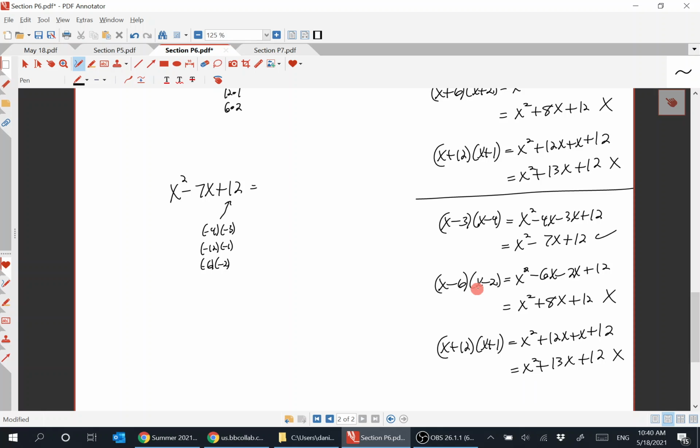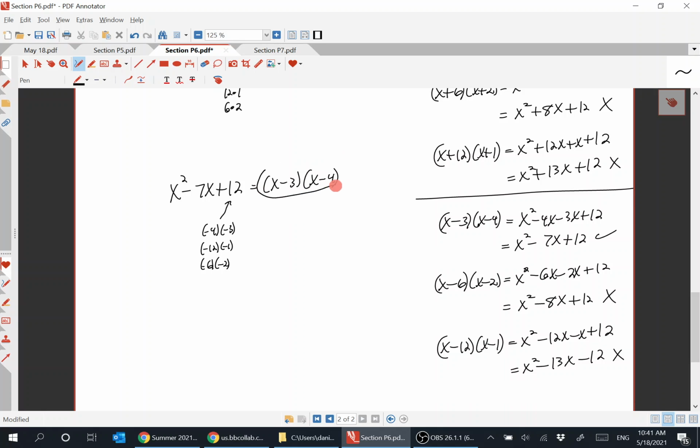Right? It's x squared minus 6x minus 2x plus 12. Minus 6 times minus 2 is plus 12. Right? So we have x squared minus 8x plus 12. Same thing with this. Right? So we see that this is x minus 3 times x minus 4. And that now is in a factored form.